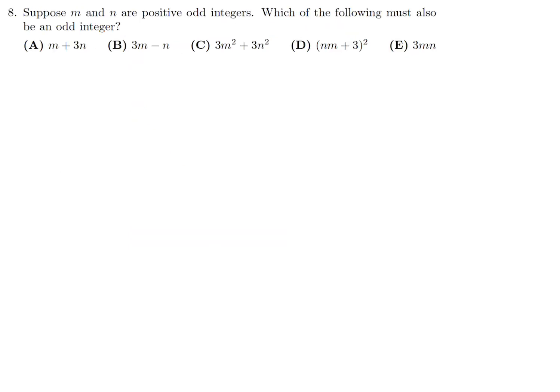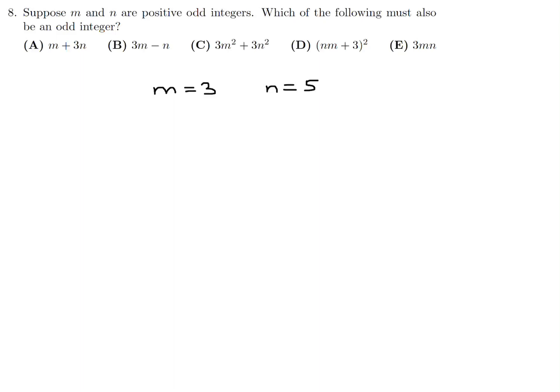Suppose m and n are positive odd integers. Which of the following must also be an odd integer? In questions like these, I just choose a number for m and for n, or whatever they're asking for. So they're both odd, right? So let's just use 3 and 5, and then let's work with each of these, A, B, C, D, and E.